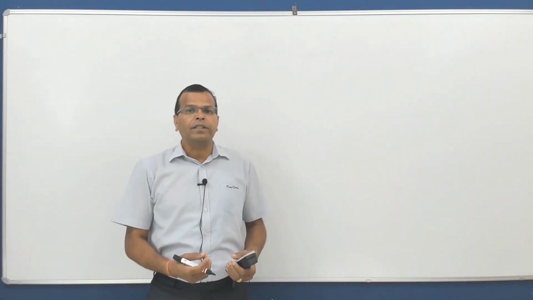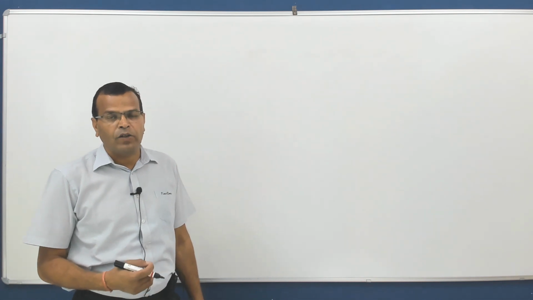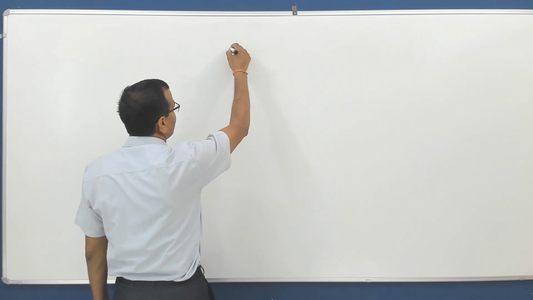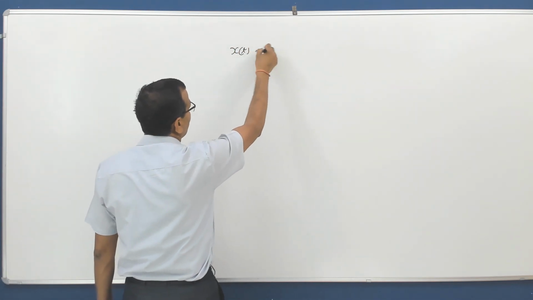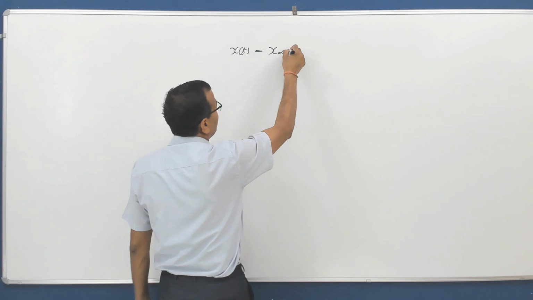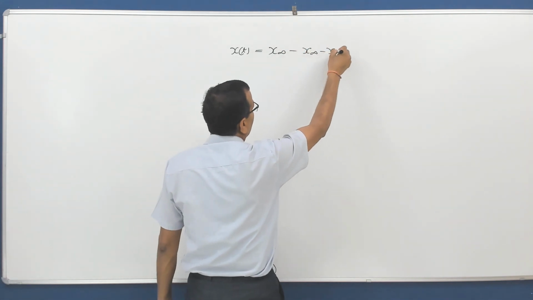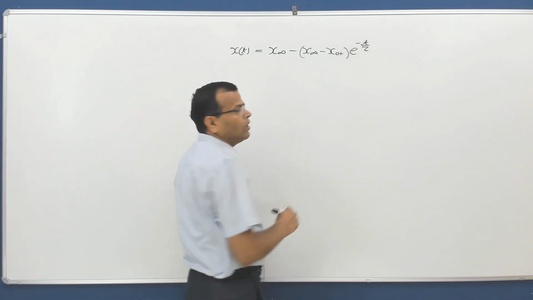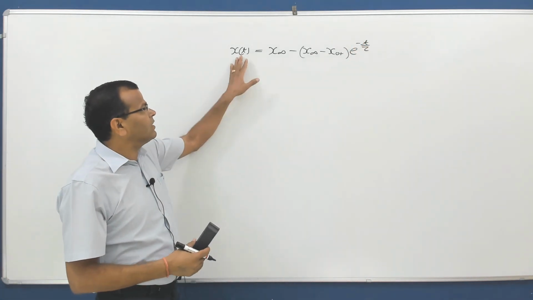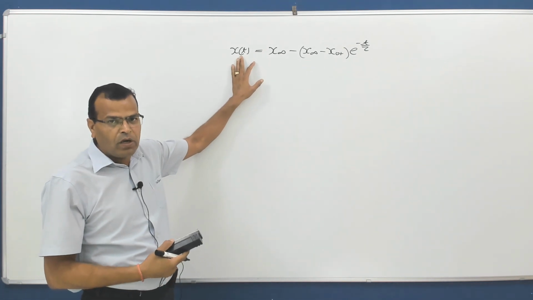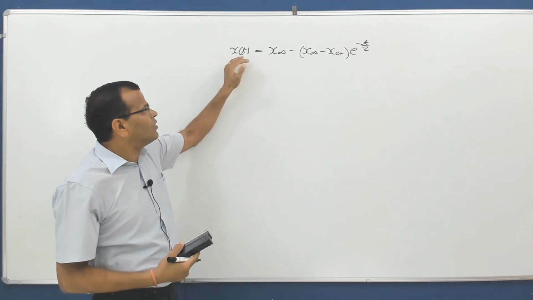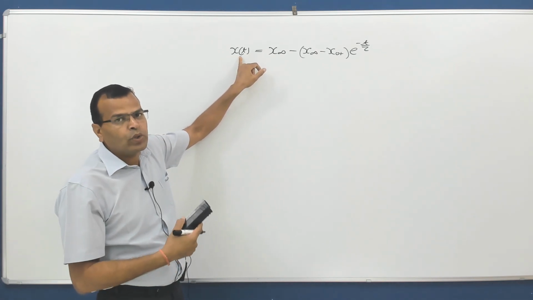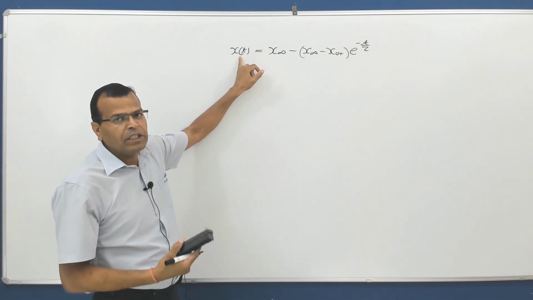Today I will discuss the transient response of a first order RC circuit. The transient response of a first order RC circuit is x(t) = x(infinity) - [x(infinity) - x(0+)] e^(-t/tau). This is the general response. X is the signal; it can be a voltage or current. In general, for a first order RC circuit, x(t) is the voltage across the capacitor for t greater than 0.